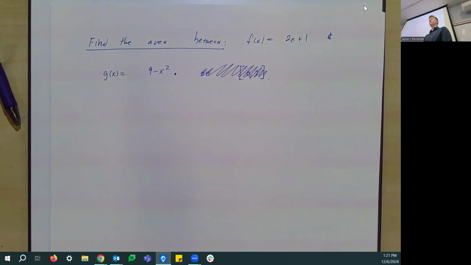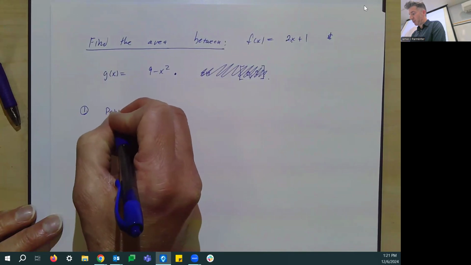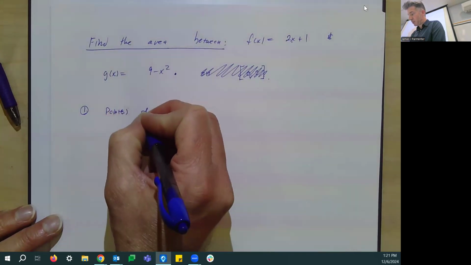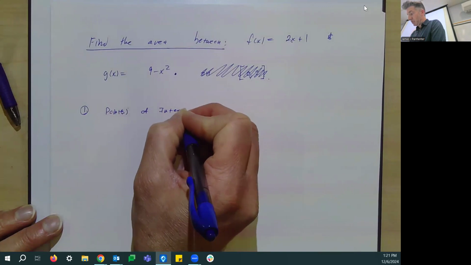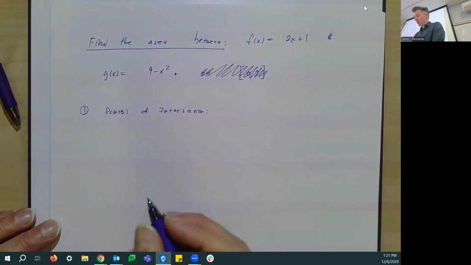Do we need to draw a picture? No. Could you draw a picture? Sure. But for just the area between two functions, you really probably don't need to draw the graph of it. What we do need to do is find where the two functions intersect each other if we're not given an interval to find the area over. So first things first, find the points of intersection. There should be at least two. There might be more. So we're going to set the two functions equal to each other.